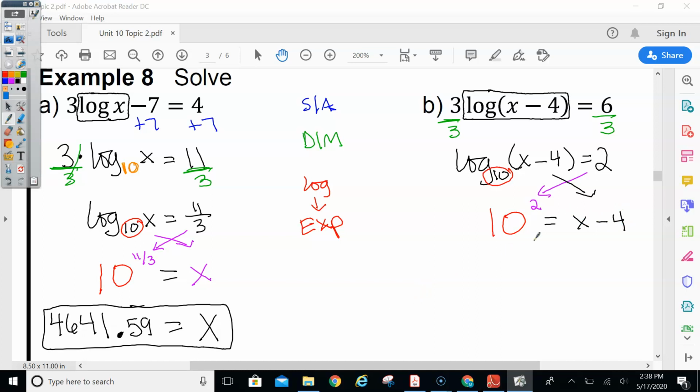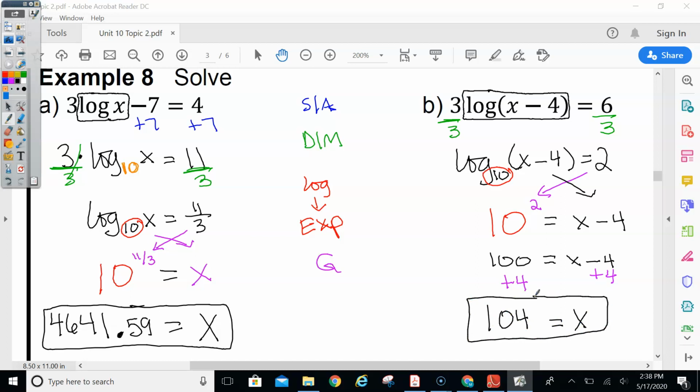So then 10 squared is 100, x minus 4. So if I finish solving within the grouping symbols, I just add 4. So x is 104. Okay, and again, check that it's positive. Here, when I plug this number in, I get 104 minus 4 is 100, so we're good. Here, this number is positive, and that's all that's inside. So then that one, since the answer is positive, the log's going to be positive, so we're good.